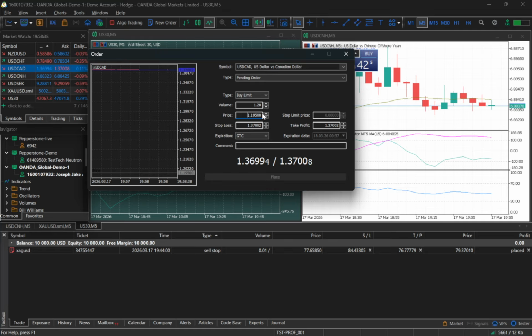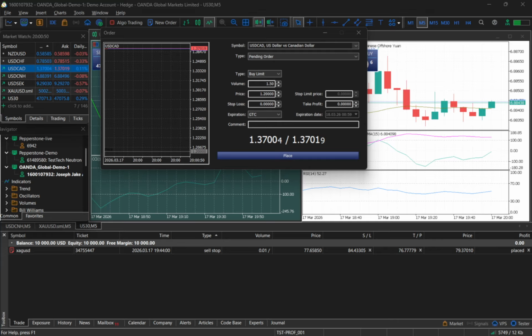To recap, pick your market, switch the order type to limit, set the exact price and size, add optional stop loss, take profit, or expiry, then submit. Keep it simple, stick to your plan, and let your limit order do the waiting for you.